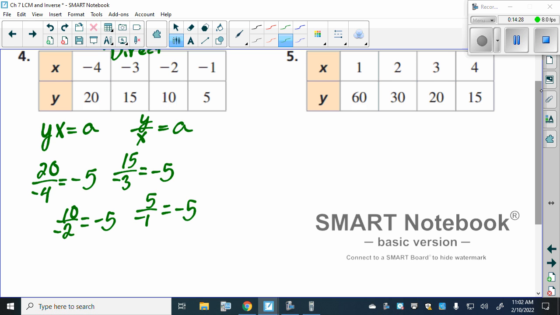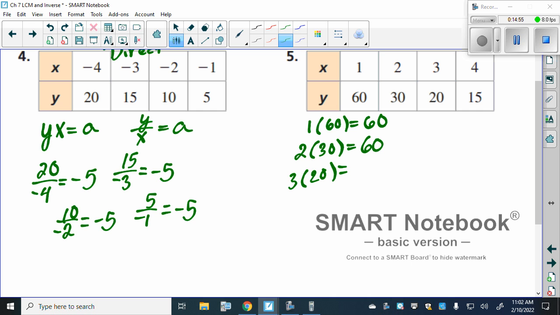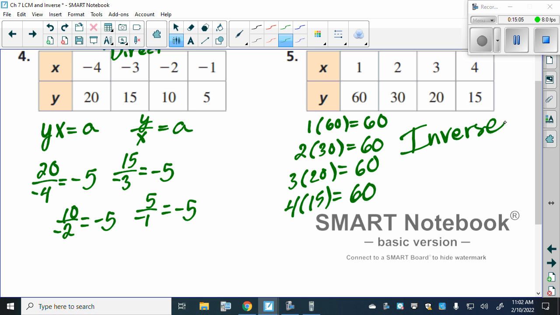Now let's look at number 5. So on number 5, we have the x values of 1, 2, 3, 4, and the y values of 60, 30, 20, and 15. So which one do we think it is? Inverse, because one is increasing and the other is decreasing. So if we multiply the x and y, 1 times 60 is 60. 2 times 30 is 60. 3 times 20 is, well, 60. And lastly, 4 times 15 is 60. So this here is inverse variation.